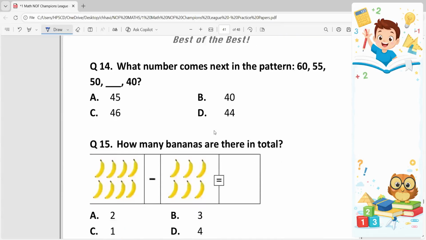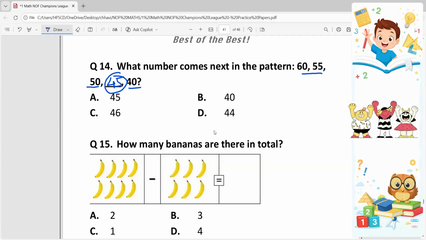14. What number comes next in the pattern 60, 55, 50, dash and 40? So we have to see the pattern, how it is going. Like 60 and then 55. So it's less 5. And then after 55, it's 50. Means again minus 5. So now after 50, what will come? 45. Isn't it? We have to subtract 5. And from 45 minus 5, then it comes 40. So this is our answer.